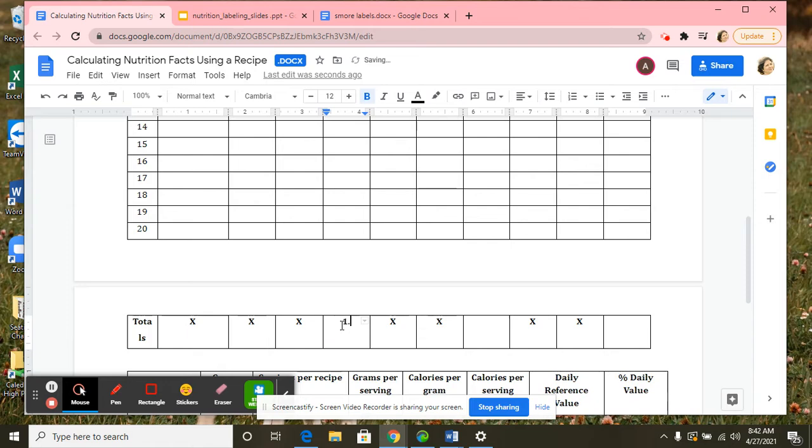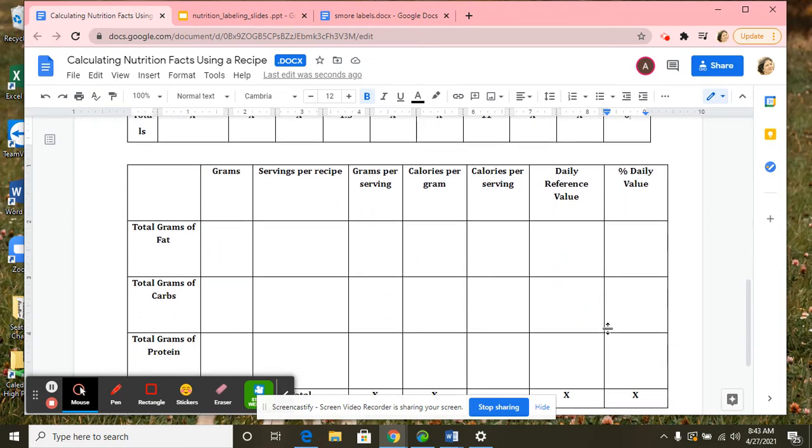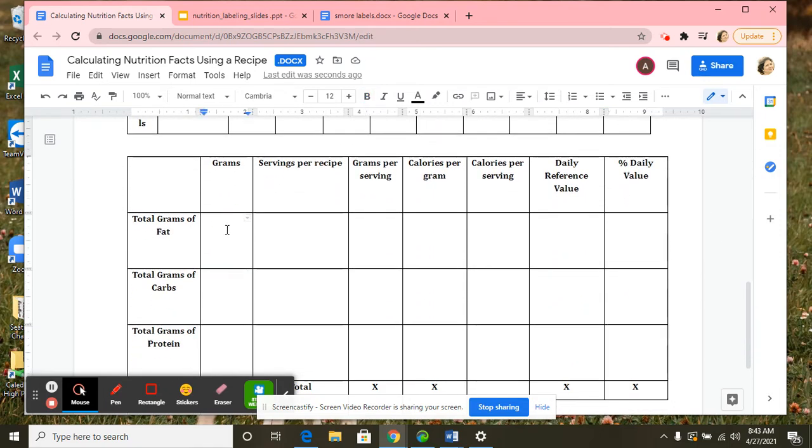So I think this was 1.5, this was 11, and this was 0. Okay, so now I have my totals down here at the bottom. I'm going to then find and put them in here. So the total grams of fat in my s'more was 1.5, the total carbs was 11, and the total protein was 0.